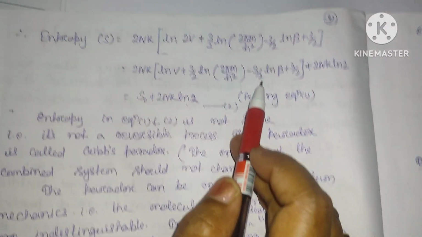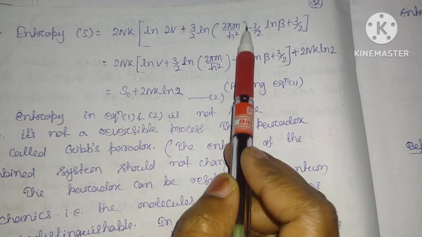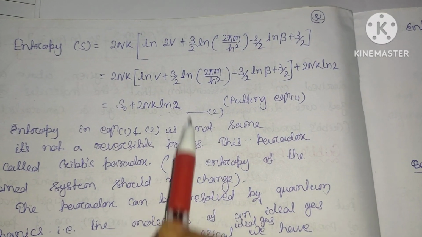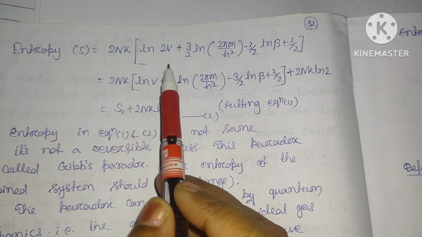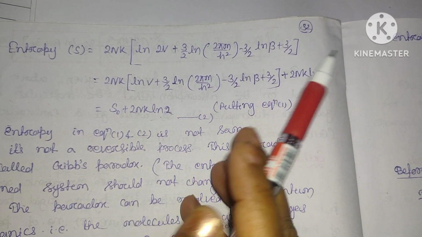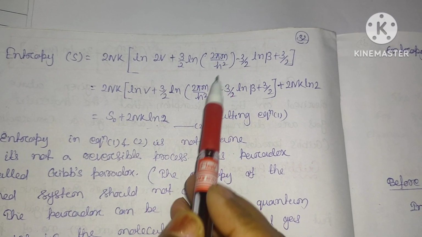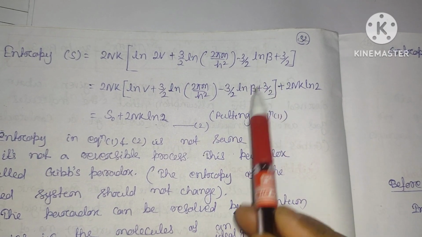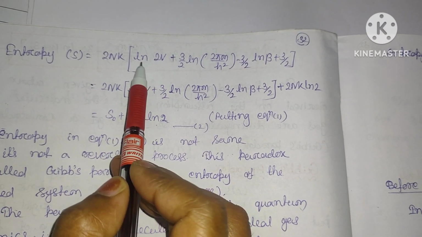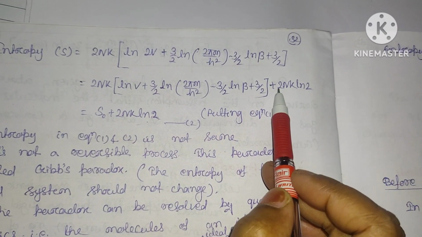So the entropy will be equal to twice of Nk [ln 2V plus 3/2 ln (2 pi m by h square) minus 3/2 ln beta plus 3/2]. Clear? So this will be 2Nk, and this is ln 2V, which is ln 2 plus ln V. So the ln 2 multiplied by 2Nk becomes 2Nk ln 2.